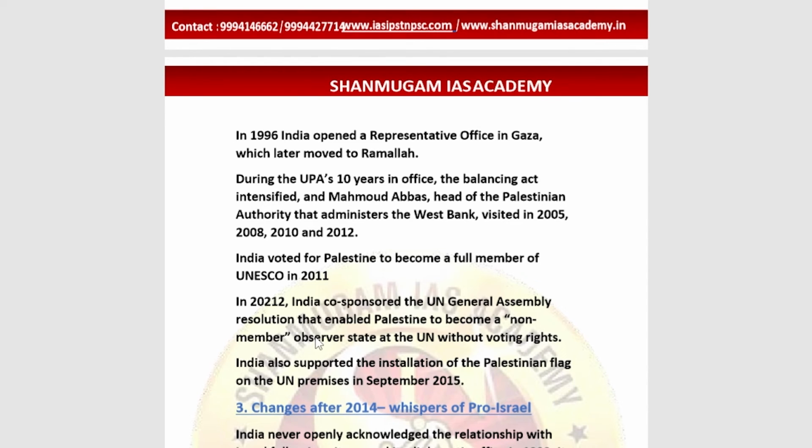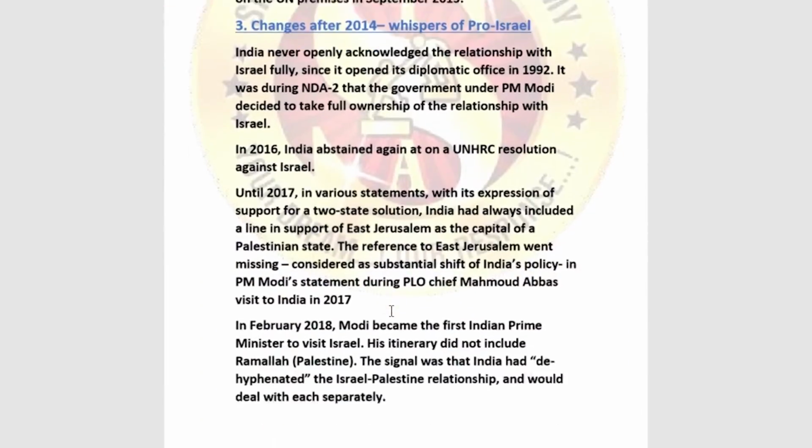And during the UPA, that is 10 years on, what happened? The balancing act was intensified, and Mahmoud Abbas, the head of the Palestinian Authority that administers the West Bank, visited in 2005, 2008, 2010 and 2012. These four years he visited, and India voted for Palestine to become a full member of UNESCO in 2011. This has also happened. Some questions can be asked in the prelims on points like this. And in 2012, what happened?